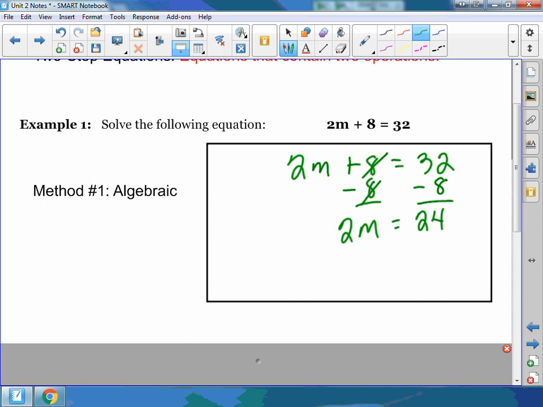Andrew? 2m divided by 2. So 12. What are we left with over here, Andrew? 1m, right? And I'll just put m because the 2's cancel. And m is 12.